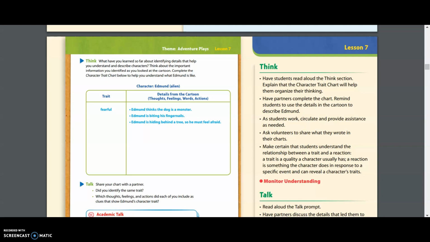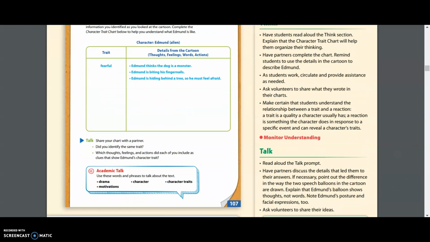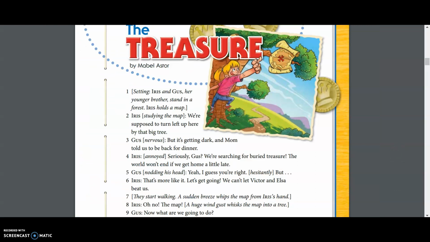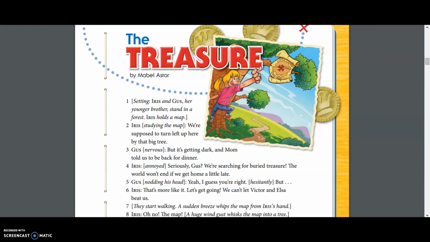We're going to use the same information of what a character is, what a trait is, as well as motivation, to look at a new story today called The Treasure. The Treasure is a story written by Mabel Astor, and if we take a look at the illustration over here, we can tell that we're going to be searching for some sort of treasure map or following a treasure map.